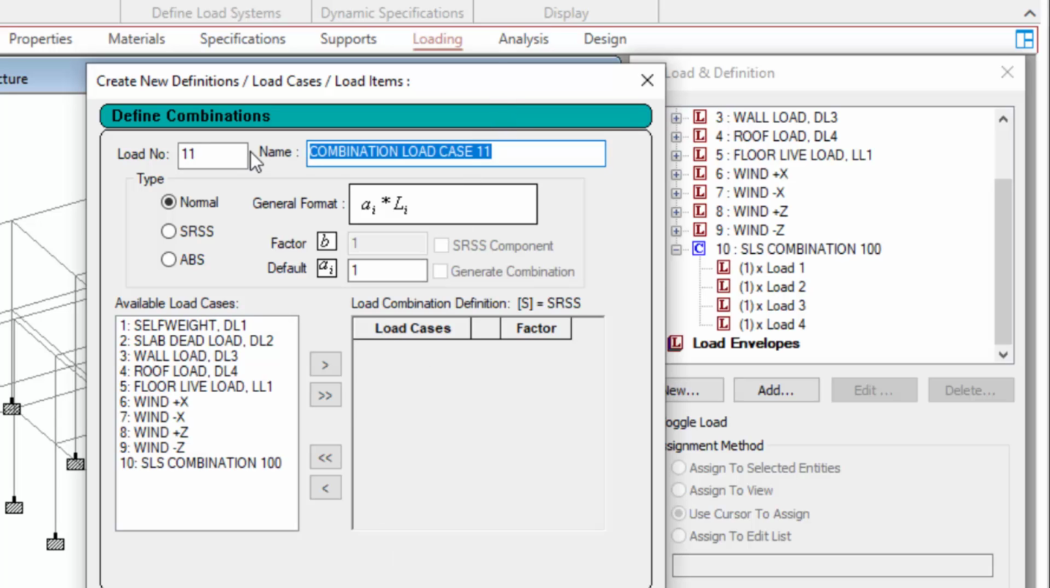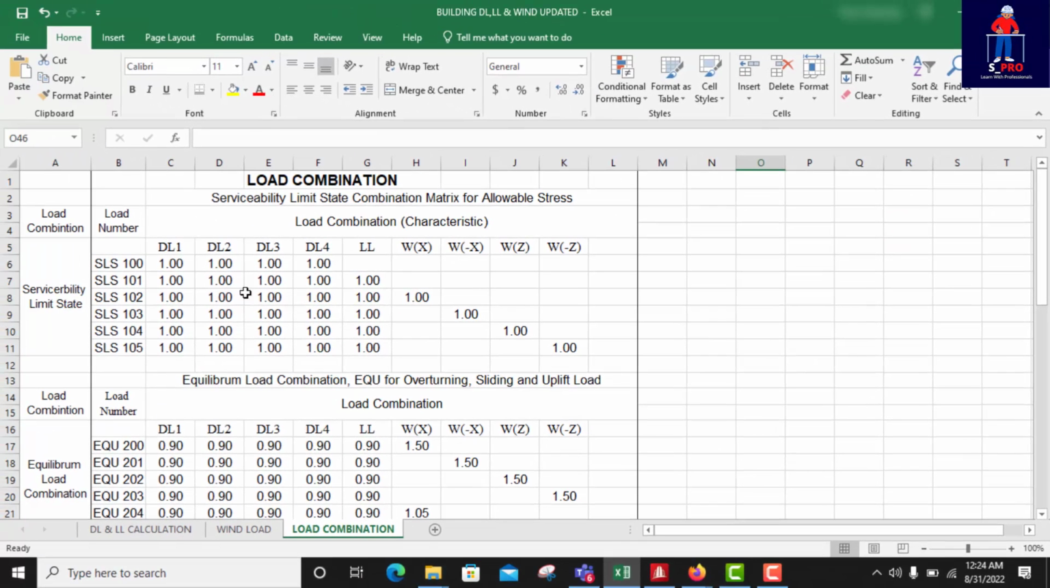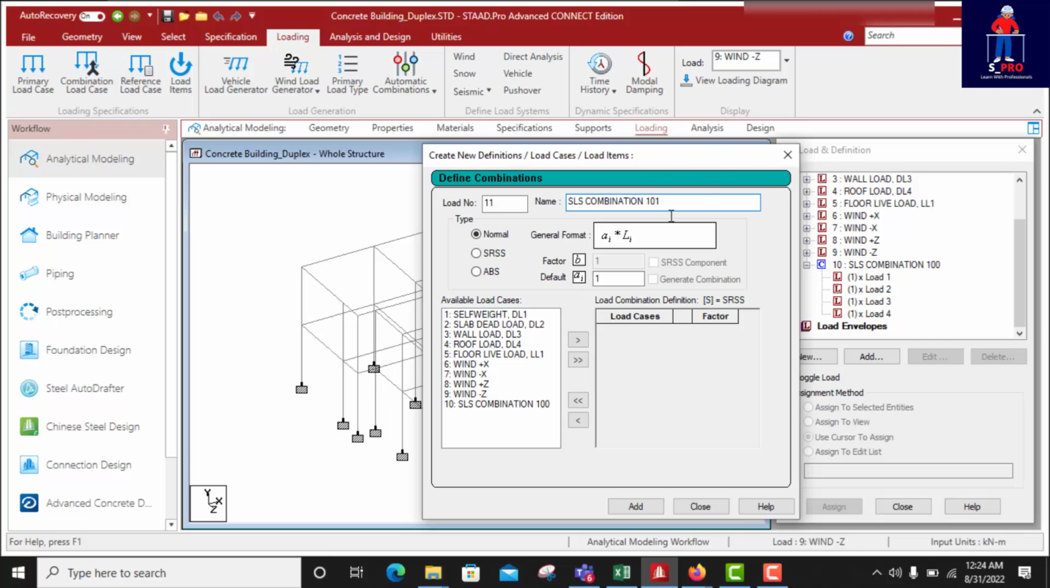Then for the second one, 101. If I go to my Excel sheet, the second one is all the dead load multiplied by a factor 1, then the live load inclusive with the same factor. No wind load. All the dead load and live load with a factor 1. I'll add that.